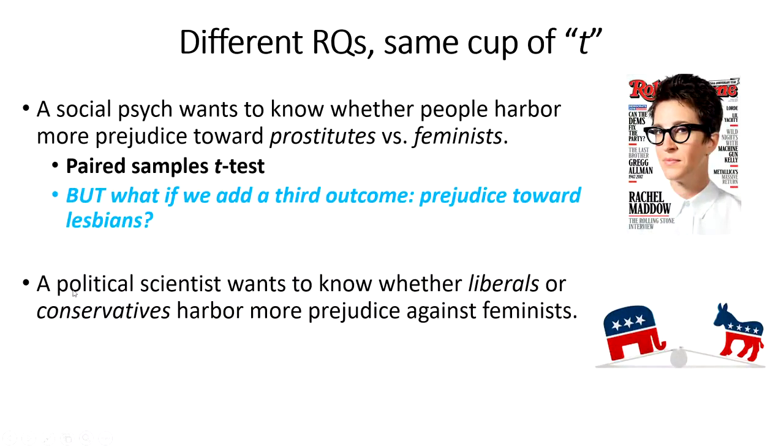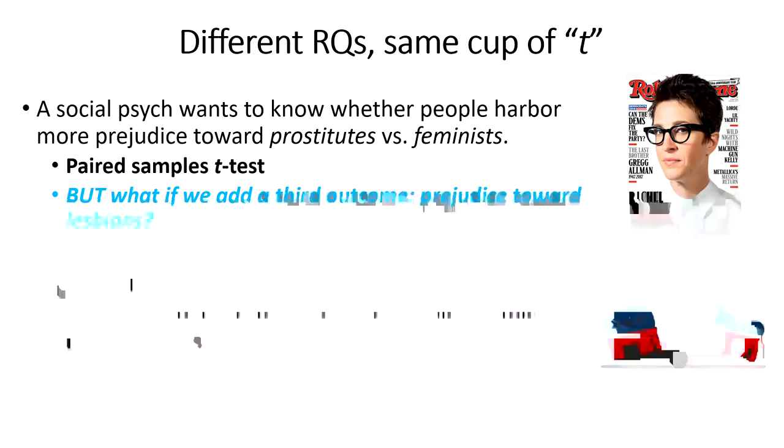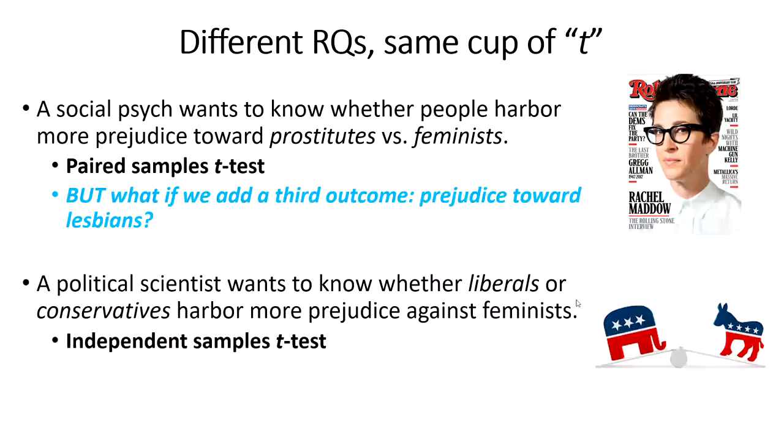So the second question here: a political scientist wants to know whether liberals or conservatives harbor more prejudice against feminists, right? So if you remember, what type of t-test did we conduct here? That's right, an independent sample t-test, because we have two separate groups, two independent groups. We have people who self-identified as liberal, people who self-identified as conservative. You're in one of those two groups. And we're comparing those two groups on this one outcome here, prejudice against feminists.